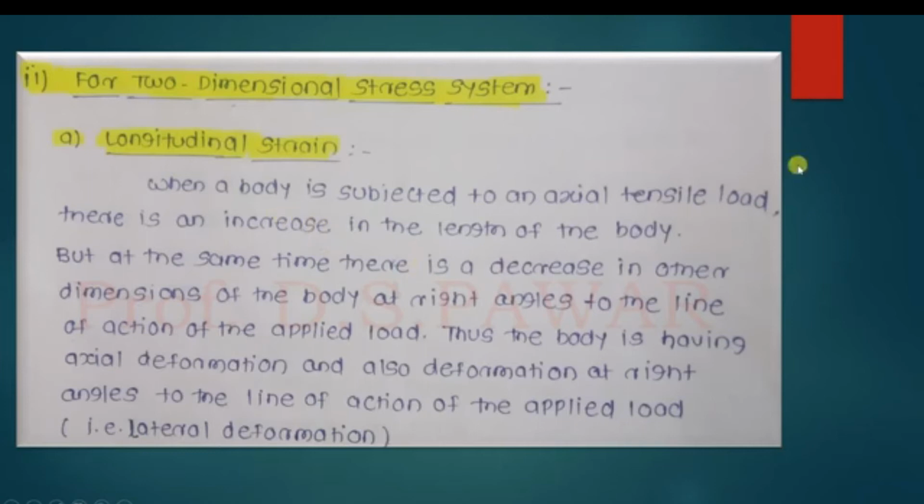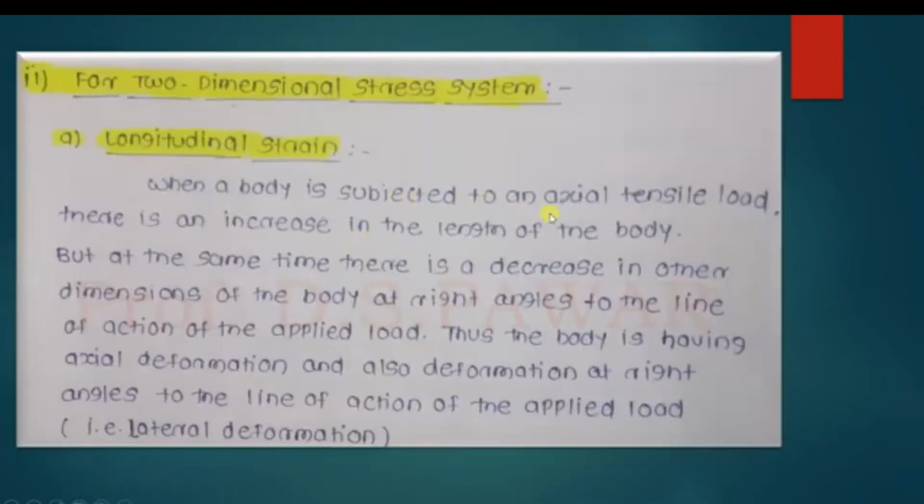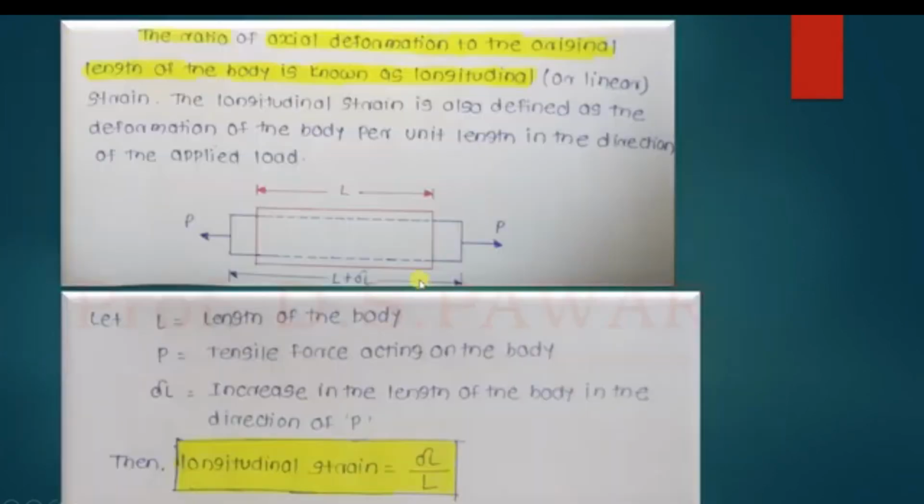When a body is subjected to an axial tensile load, there is an increase in the length of the body. Here you can see this when you stretch the body. Suppose this red color is the original body, and if you stretch this body, what happens when the body is subjected to axial tensile load? There is an increase in the length of the body. Here you can see the old body is the red one and the extended body is the blue one. So the body length is increased.